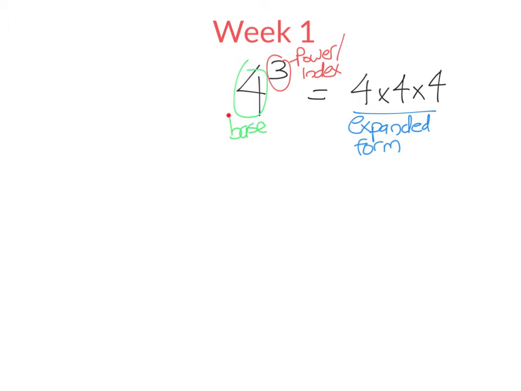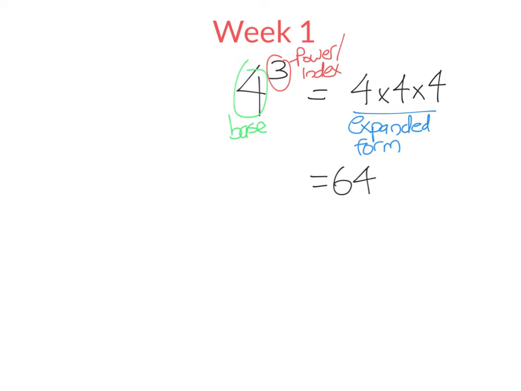So we say this is written in index form because it has the index, and when we write out the sum, it's called expanded form. So 4 to the power of 3 actually equals 64. It's not 12. Some people forget that this doesn't mean 4 times 3. It means 4 times itself 3 times.